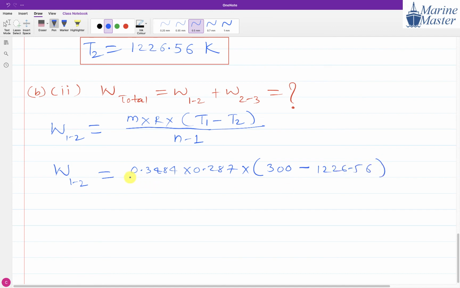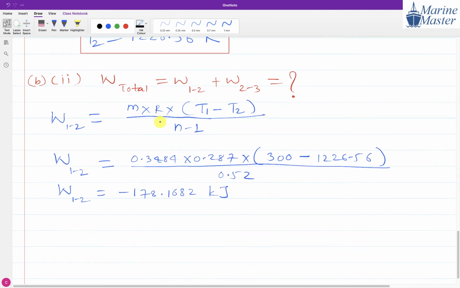T2 is 1226.56. n is 1.52, so n minus 1 will be 0.52. So what is W1-2? Before going further: 0.3484 into 0.287 into (300 minus 1226.56) divided by 0.52, which is minus 178. Check it, do the calculation with me. It is minus 178.1682 kilojoule. Only kilojoule, not kilojoule per kg, because we have taken the mass.